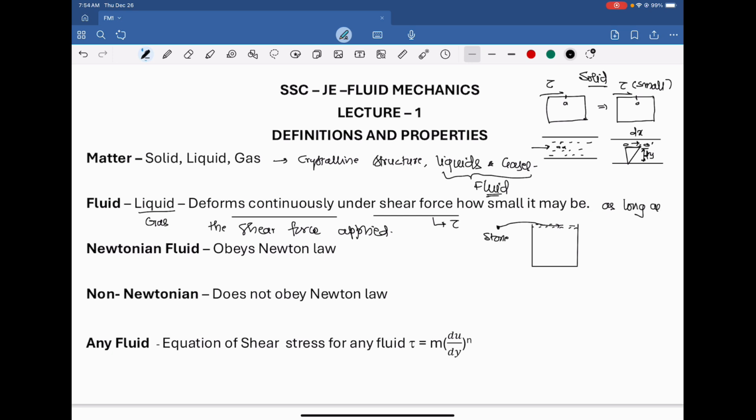Please listen, this type of explanation will not be there in any textbook. Please listen to me carefully. Try to understand this. Shear force is very, very important in fluid mechanics. What happens? The stone touches point A and it moves further. There will be ripples in the pond and this particle moves from A to A dash.